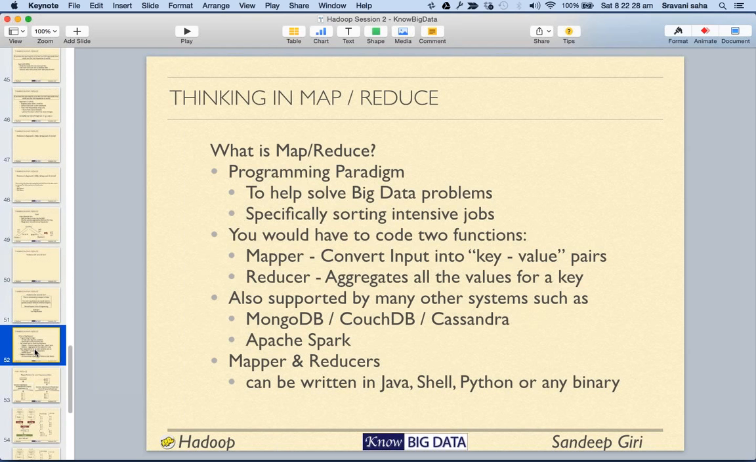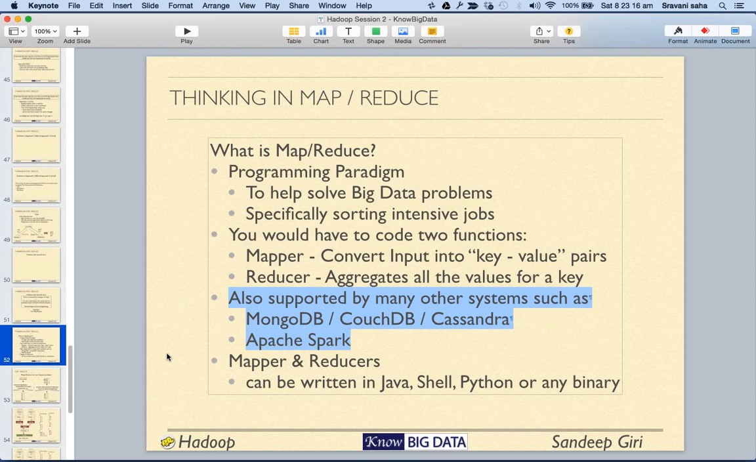All right. So here we will go into the details again. We'll take our word count example again. It's not only Hadoop which provides MapReduce, it's also other databases. When people realized the benefits of having MapReduce in systems like MongoDB, CouchDB, Cassandra, and Spark, everybody follows a similar pattern. It's more like a software design paradigm.